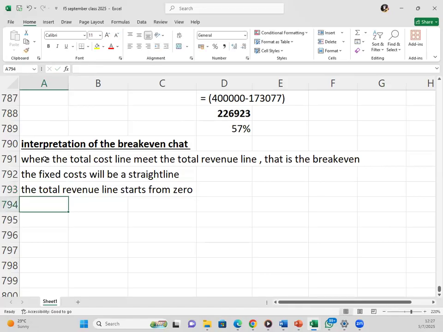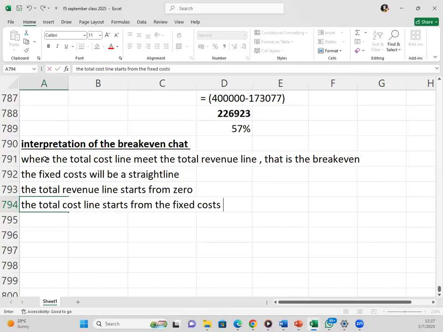Okay. Then the total cost line starts from the fixed cost line. So I'll just show you, I'll send you the diagram to visualize that, but it's not a big deal really. We can't spend a lot of time on it. Then, because we are behind time, let's move to the next topic.